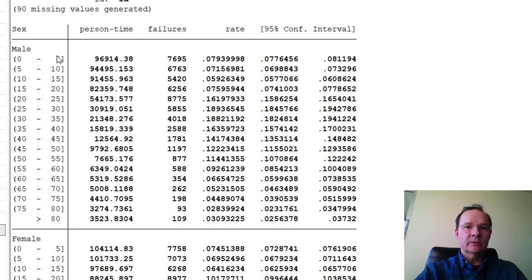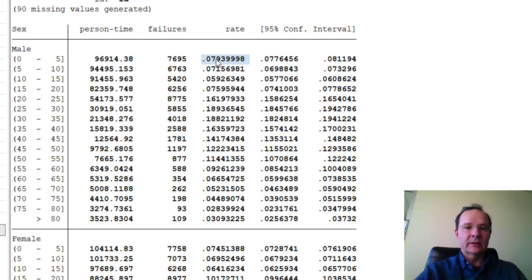Let me explain what this table is about. So here we have the table for males. In the first column, you see the person time. This is the sum of person years in the 0 to 5 year interval. These are the number of failures, meaning the number of events. Here, these are outmigration, or more exactly, first outmigration for males in this age group. The failures divided by the person time gives you the rates.